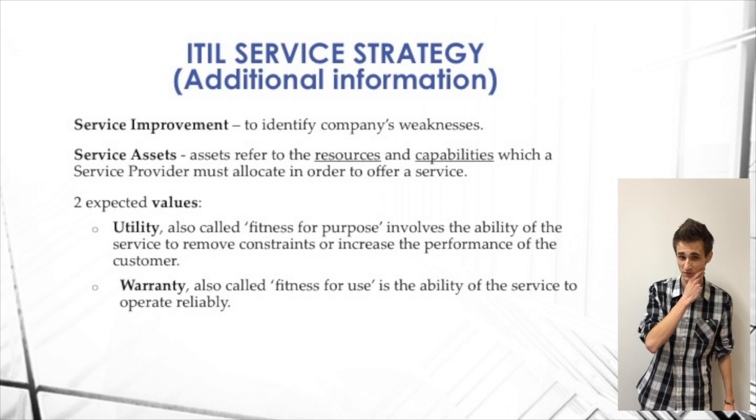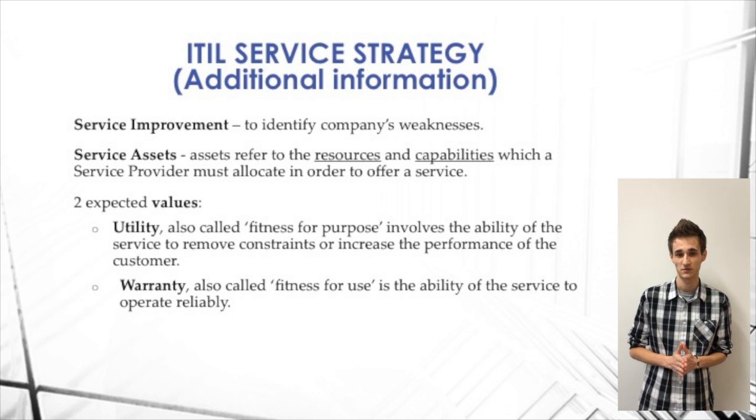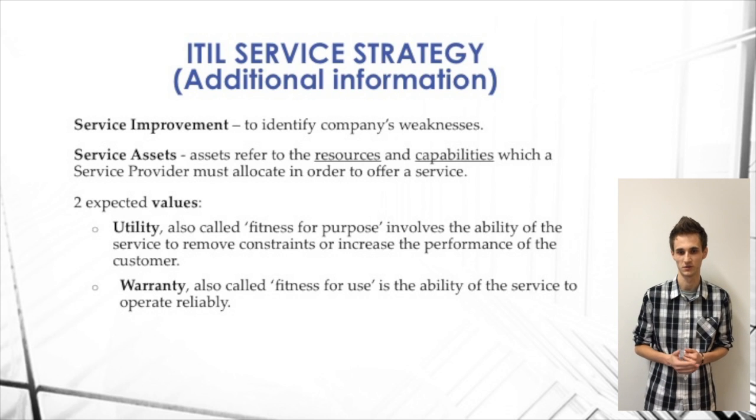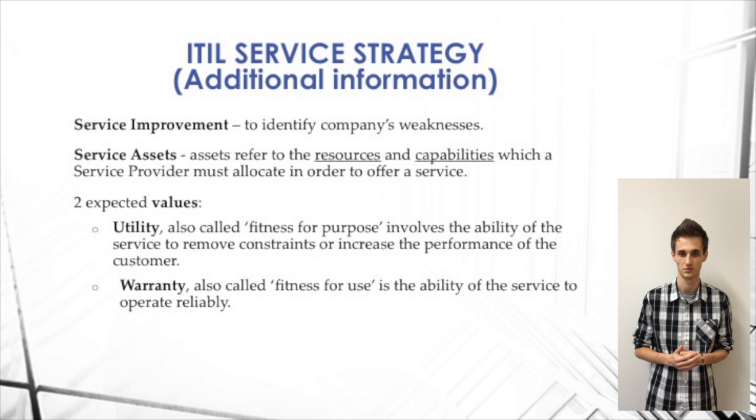There are 2 ways of value. The first is utility. It's derived from the attributes of service which have a positive effect on performance. It includes functional requirements and features, for example. Utility is also called fitness for purpose. Second is warranty. Warranty is derived from the positive effect of being available when needed, for example, how well the service handles security. Warranty is also called fitness for use.